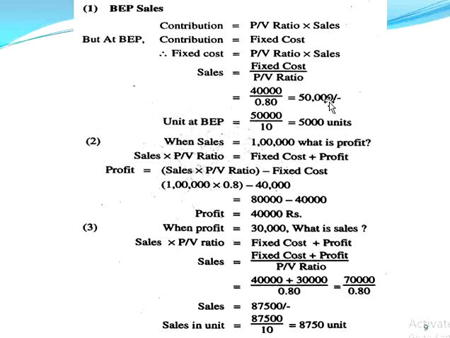Just divide by the selling price per unit, and we get the break-even point in terms of units. So 50,000 in terms of rupees and 5,000 in terms of units.